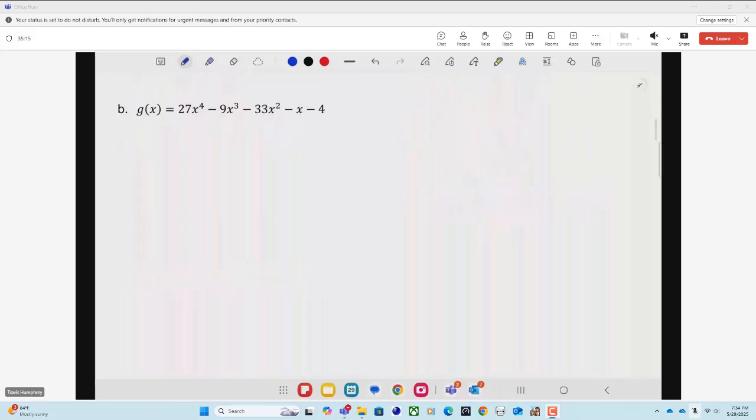So first find your P and Q. So P is negative 4, so that would be plus or minus 1, 2, and 4. And then Q is plus or minus 27, so that's 1, 3, 9, and 27.